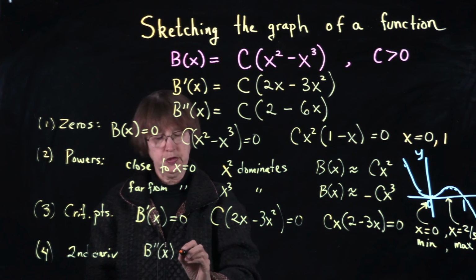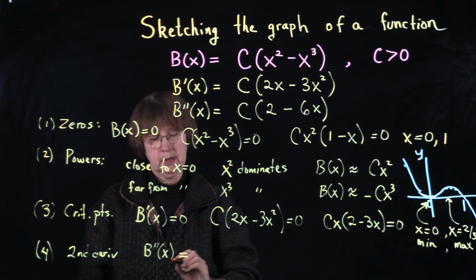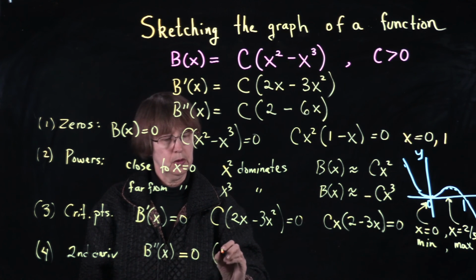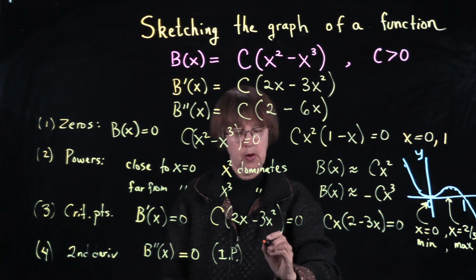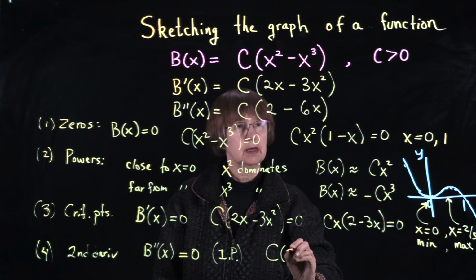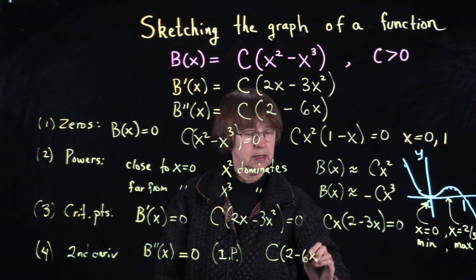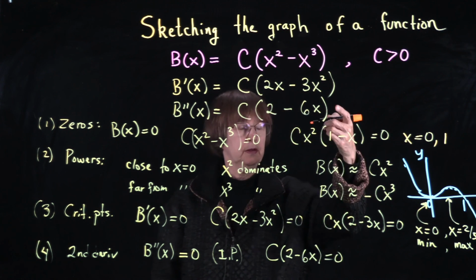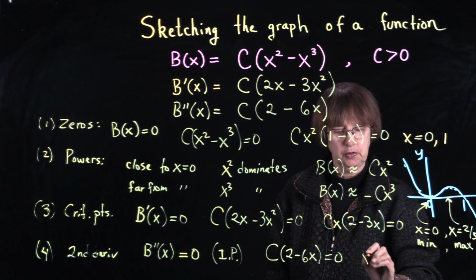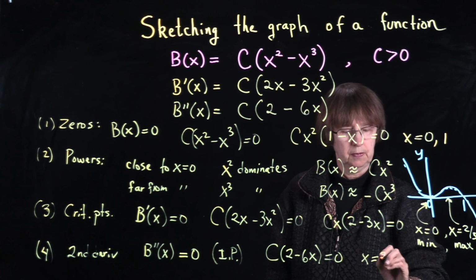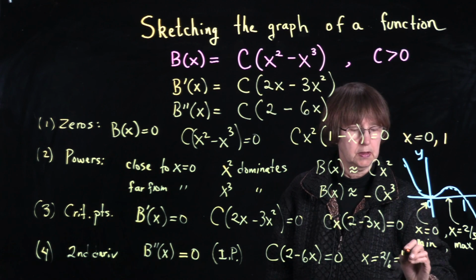For inflection points, we must have the second derivative being 0. So again, we have to solve an equation of the form c times 2 minus 6x equals 0. Directly from here, the solution is x equals 2/6, which is 1/3.